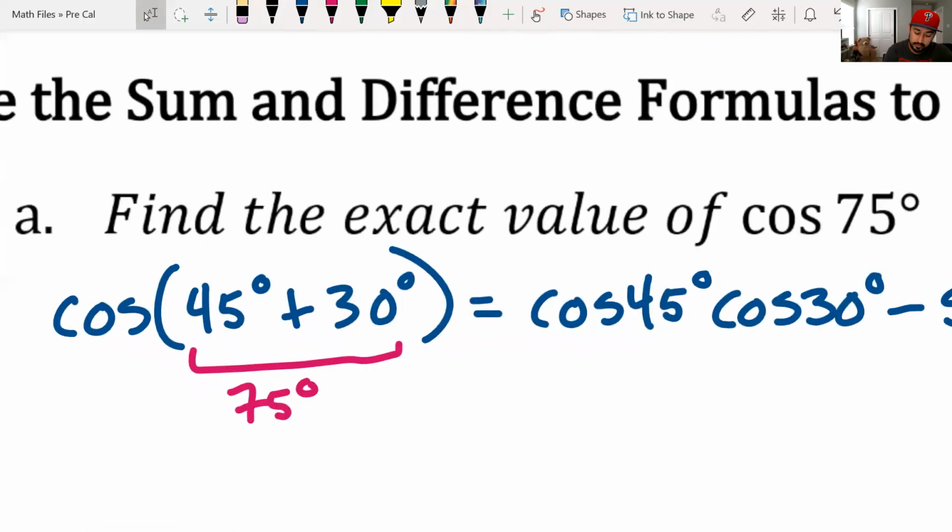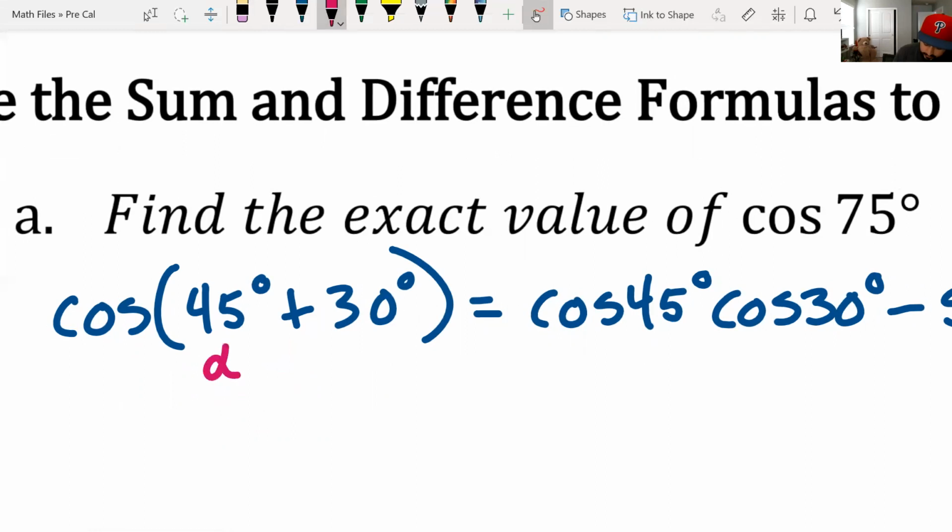And also, if your question is, well, which one was alpha and which one was beta? Well, it's kind of how you line them up, right? 45 was my alpha, 30 was my beta. And if you switch them around, you would still get the same value. Say you put it as 30 plus 45, then we would get the same exact value.